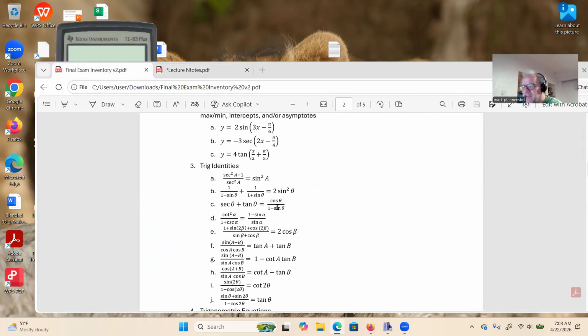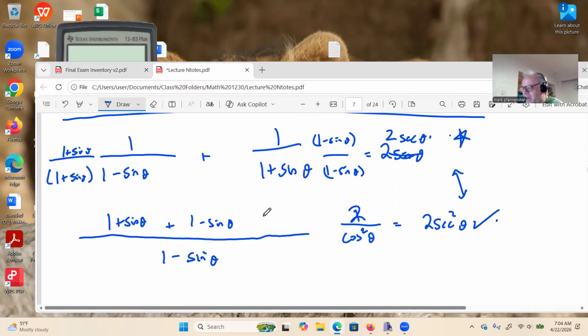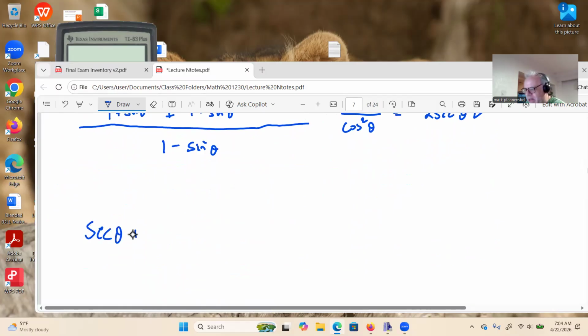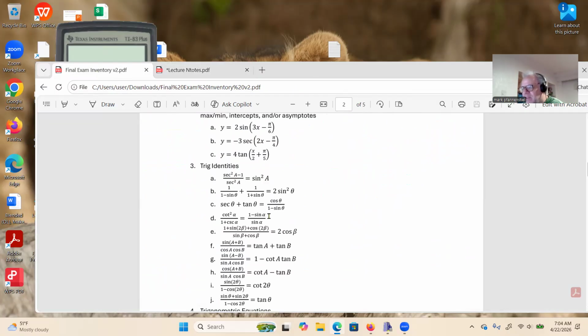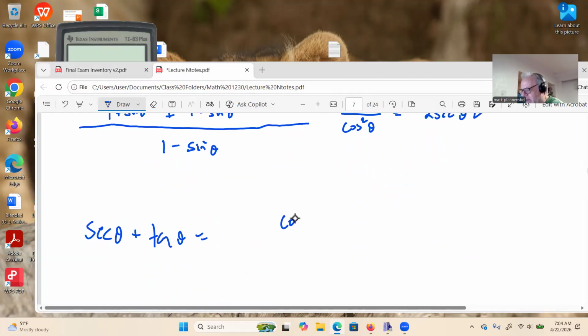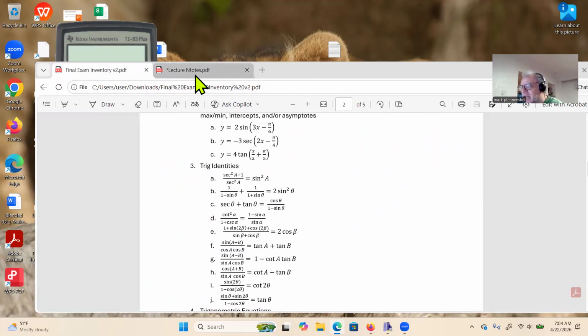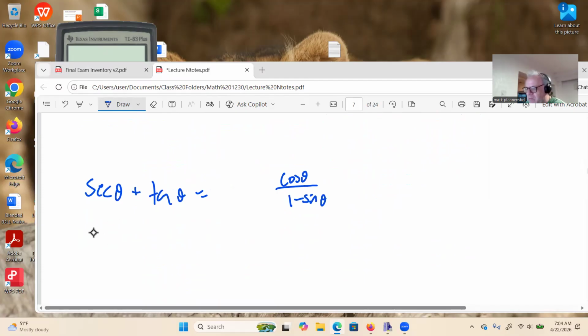Okay. Next one, problem number C, we have secant theta plus tangent theta. Okay, so here we go. We have secant theta plus tangent theta equals, and then what do we have here? Cosine theta over 1 minus sine theta. Okay, double checking. Very good. So here we're going to say this is 1 over cosine theta. There's a couple of different techniques you can use. One of the techniques is change everything to sines and cosines and hope for the best.